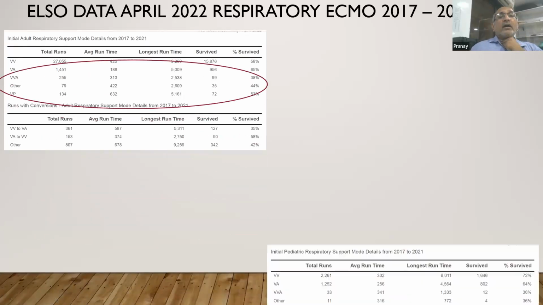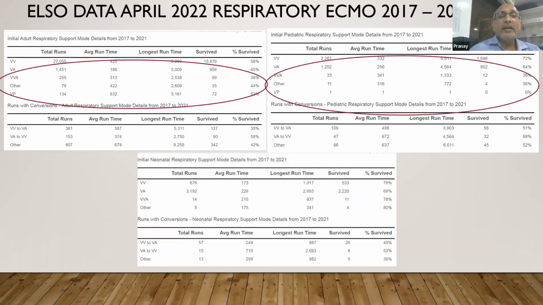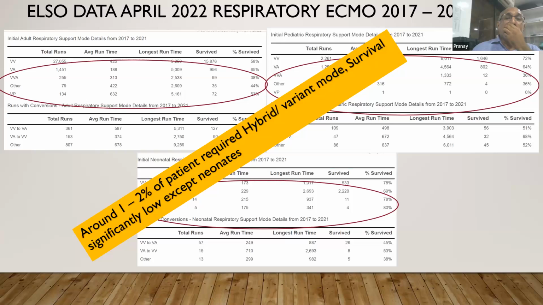So when you talk about these different hybrid ECMOs, what is the percentage of hybrid ECMOs required in adult respiratory ECMOs? Hardly 1 to 2% of them require hybrid ECMO, and usually for those patients who require hybrid ECMO, the survival is significantly low. These patients are usually very sick because they have severe ARDS plus cardiovascular involvement also, so they have bad pathology and the chances of survival are less.